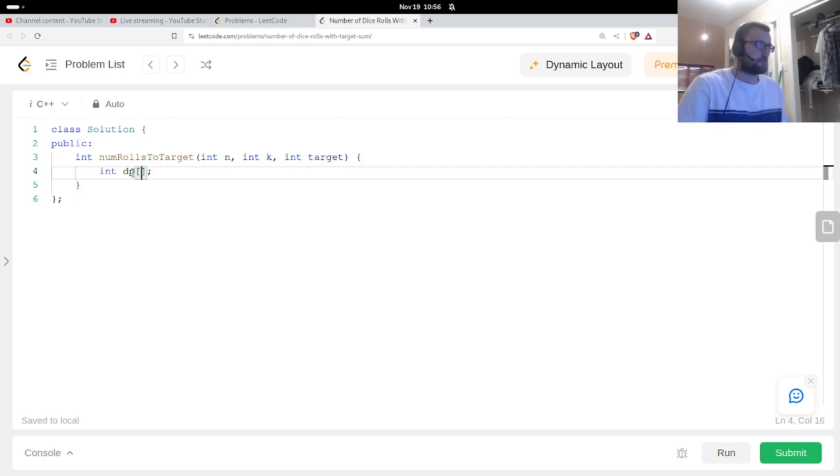This is going to be up to the 1,000. I don't know if I need the whole bound, quite frankly. I could just use the target. It doesn't really matter. DP of target plus 1, fill.